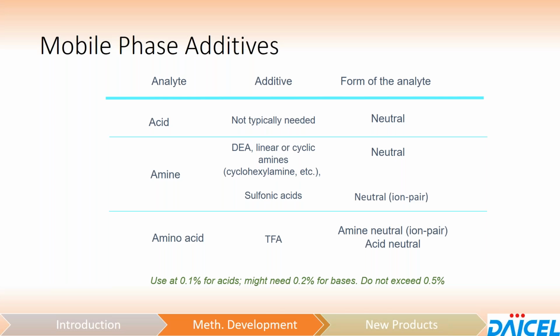Similarly, since we're essentially using the same columns, it's 0.1% usually is enough. For bases, because there is some acidic characteristics to the supercritical CO2, you might need 0.2% to kind of help neutralize that carbonic acid a little bit. But again, not exceeding 0.5% to help improve the lifetime of the columns.